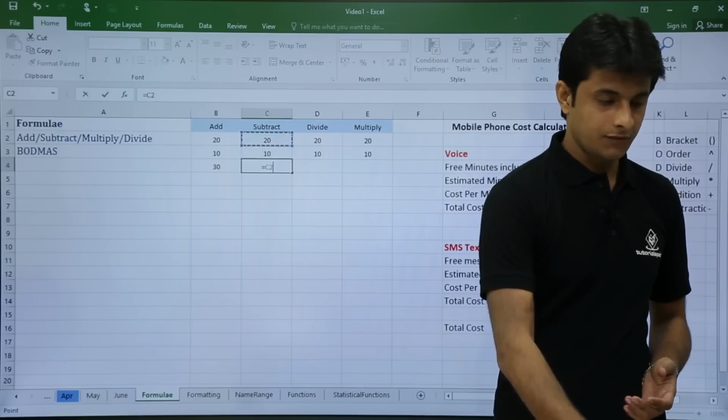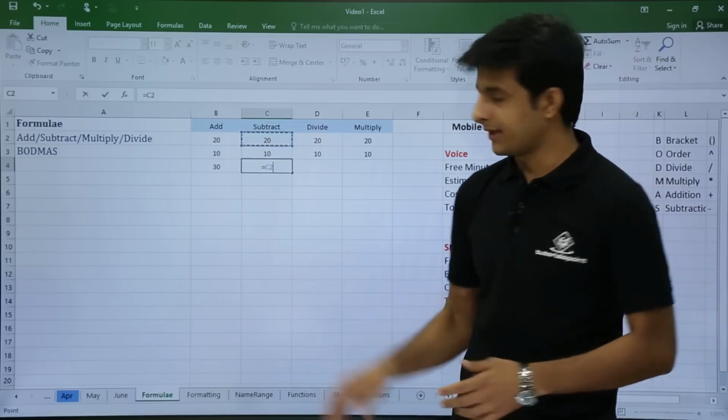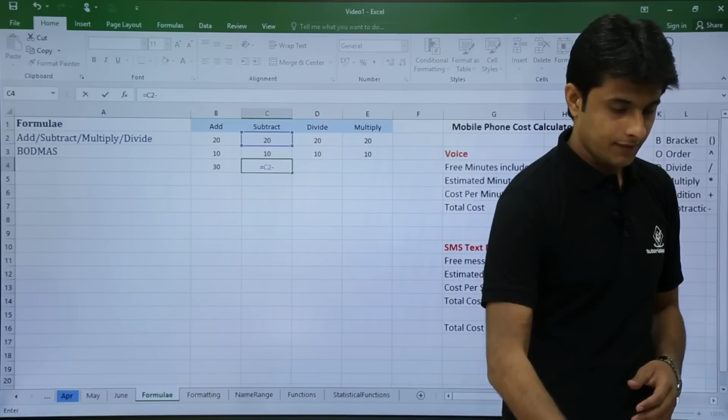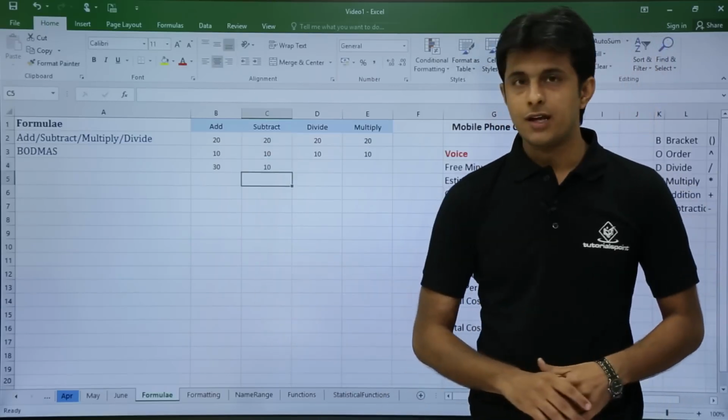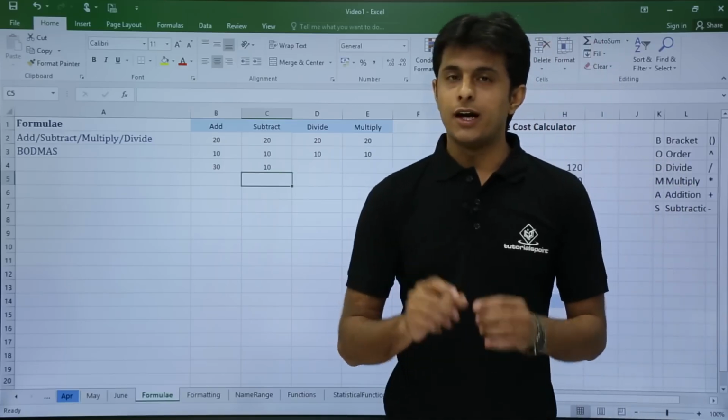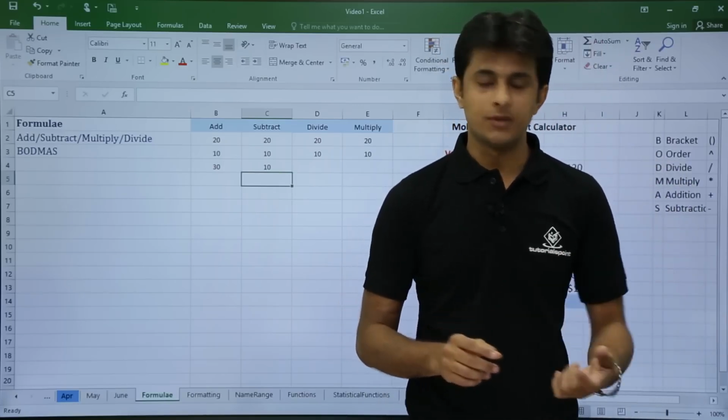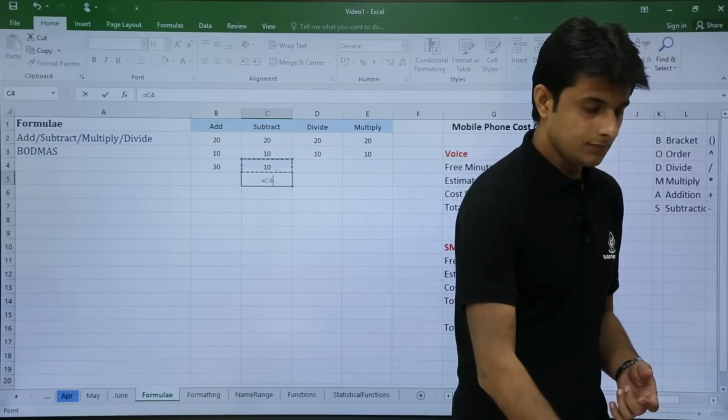So I'll type here equal to, and I got minus 10. So that is a negative number. The answer is coming as minus 10, which is absolutely correct. That's a divide sign, and divide by 10. I've got the answer as 2. That's correct. Next, I have 20 multiplied by 10.